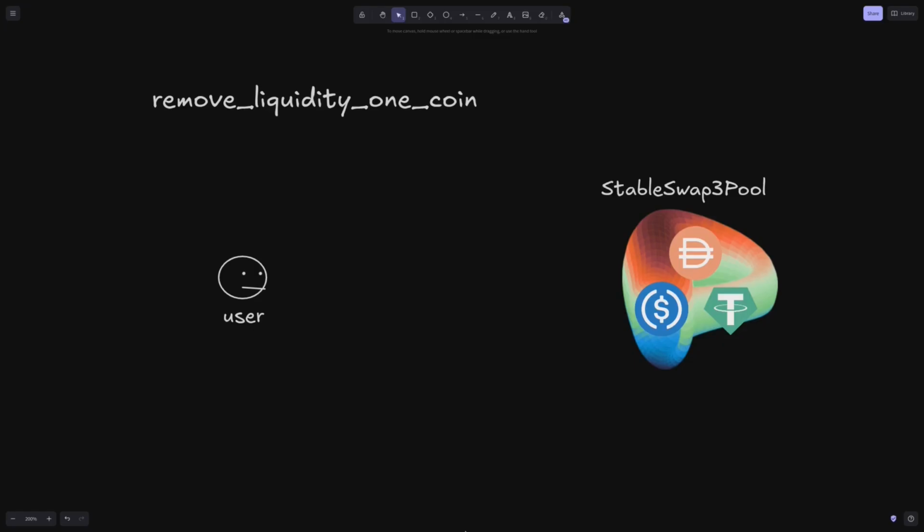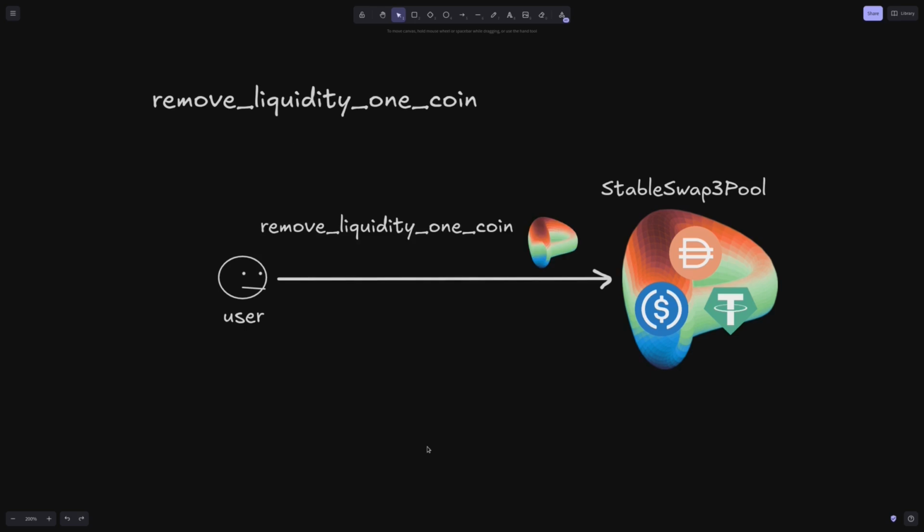Another common way to remove liquidity is to call the function remove liquidity 1 coin. What this function will do is it will burn the LP shares of the user and then send back a single token that the user specifies. For example, on the StableSwap3 pool contract, let's say that a user calls remove liquidity 1 coin and then specifying some amount of LP shares to burn.